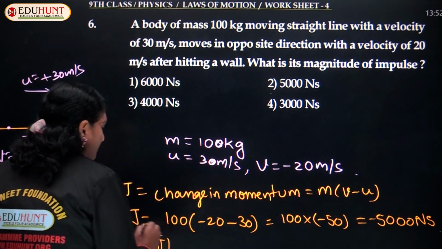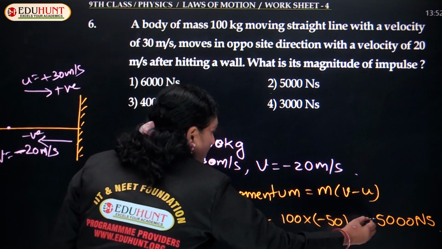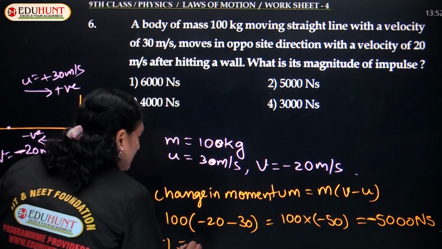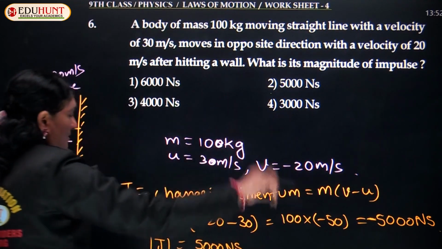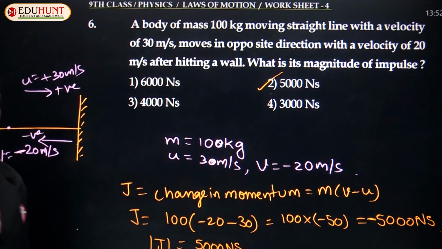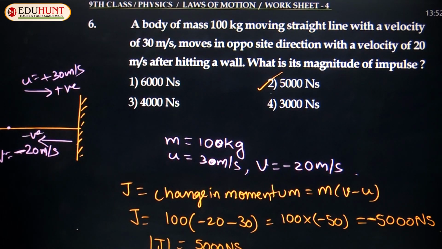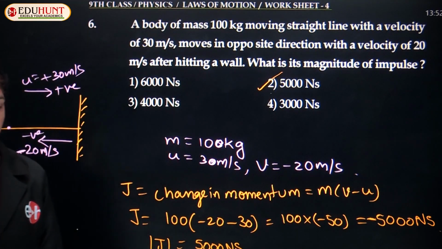Magnitude of the impulsive force is given as, magnitude means no need of taking the direction, only the numerical value, which is 5,000 Newton second. So where is the correct option, children? Option 2 must be correct. It is impulse. Magnitude of the impulse is considered as 5,000 Newton second.